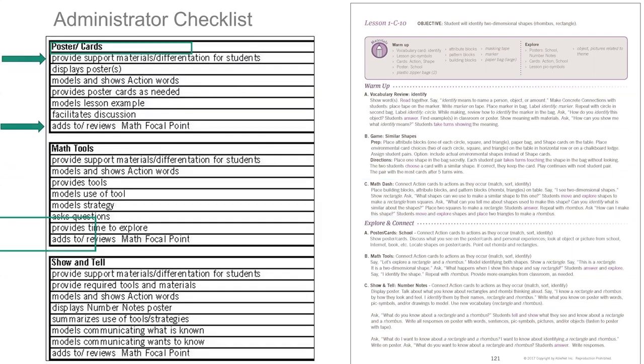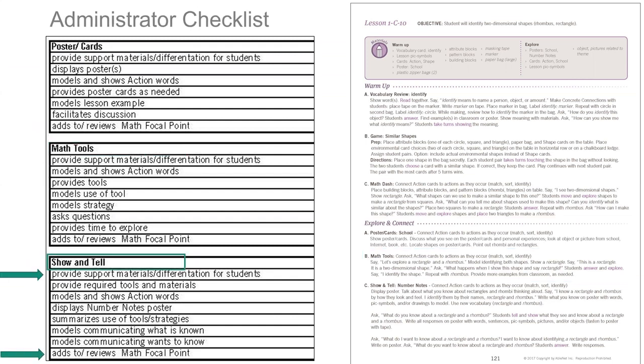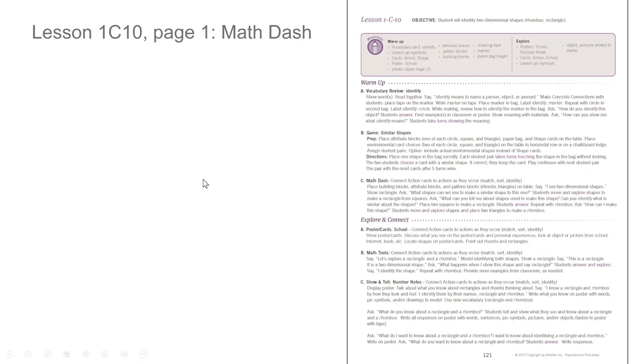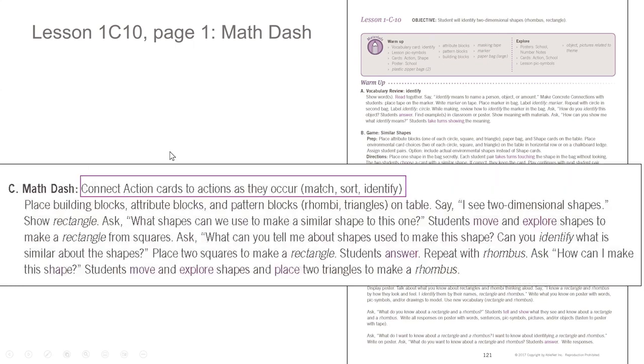There's Math Dash, poster cards. We're in the second half of the first page. Math Tools is after poster cards. Show and Tell is after that, right? And so on. So what we're going to do is take a look at a video today. And this video is going to be Math Dash for this particular lesson. If you recall, the student will identify two-dimensional shapes, rhombus and rectangle.